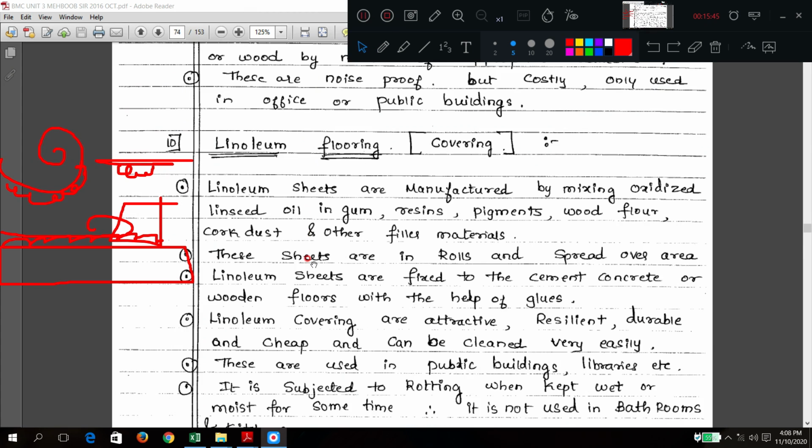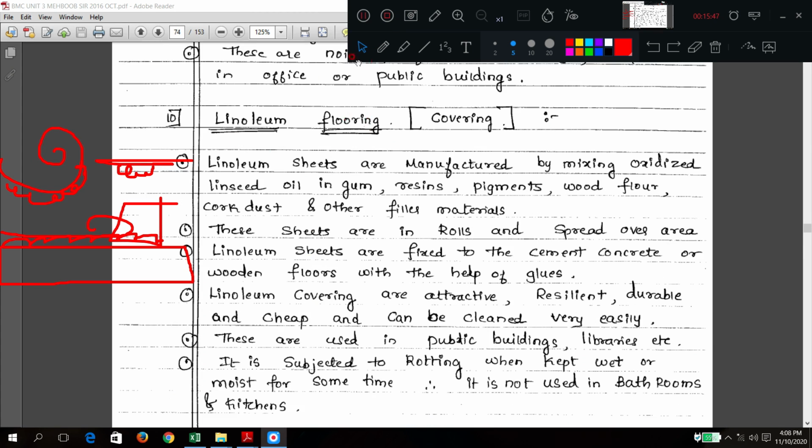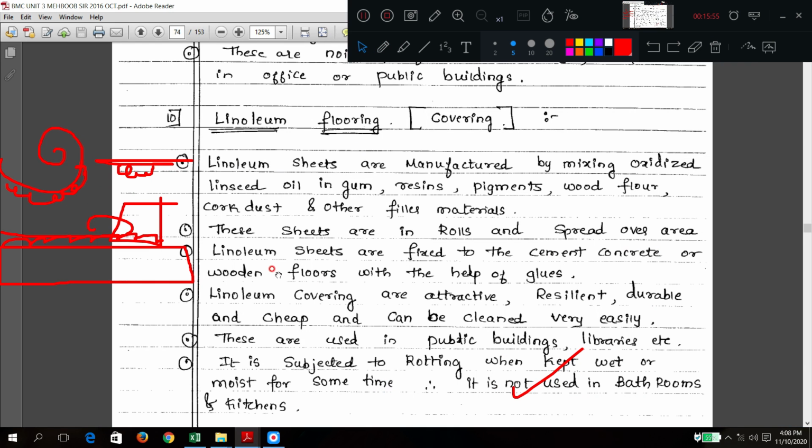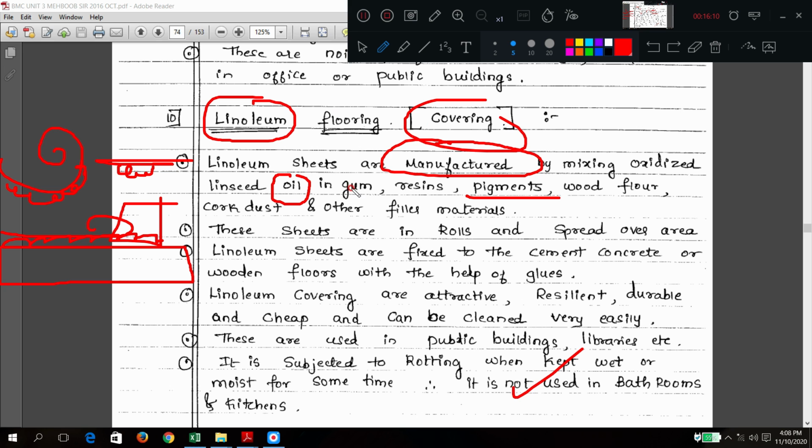Similarly, another material is there. What is this? Linoleum. You see in this diagram, linoleum like this. That type of material is there. These sheets are manufactured using linseed oil and pigments. Just understand it is a resilient material. It is simply linoleum covering material.